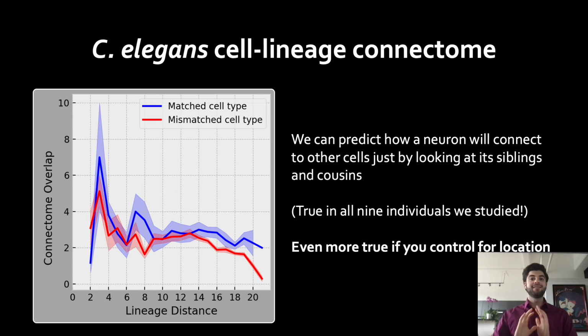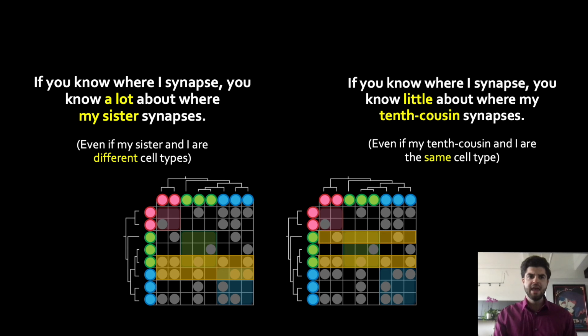Now, there's obviously a ton of science that I don't have time to talk about today, but what I want to communicate is this. If you know where I synapse, you know a lot about where my sister synapses, even if my sister and I are different cell types. And if you know where I synapse, you know very little about where my 10th cousin is going to synapse, even if my 10th cousin and I are the same cell type.